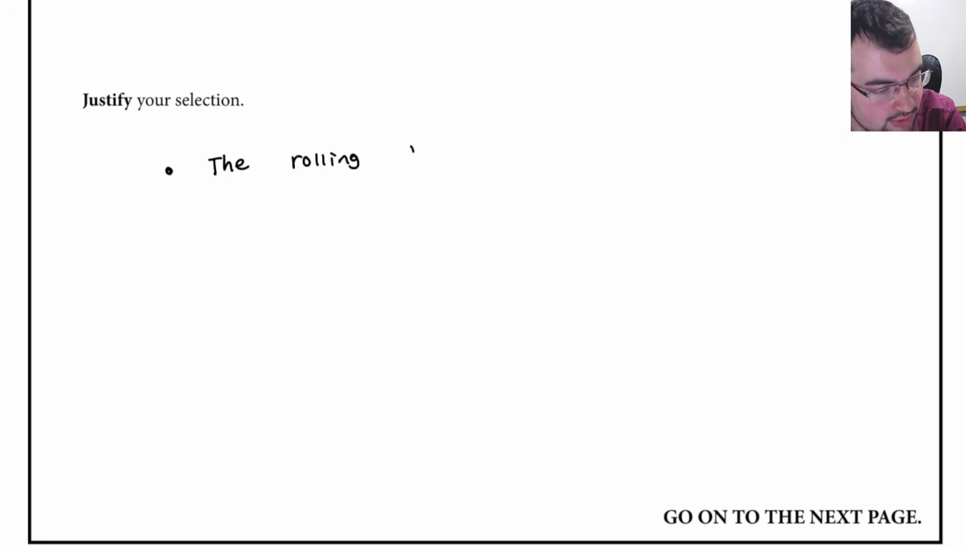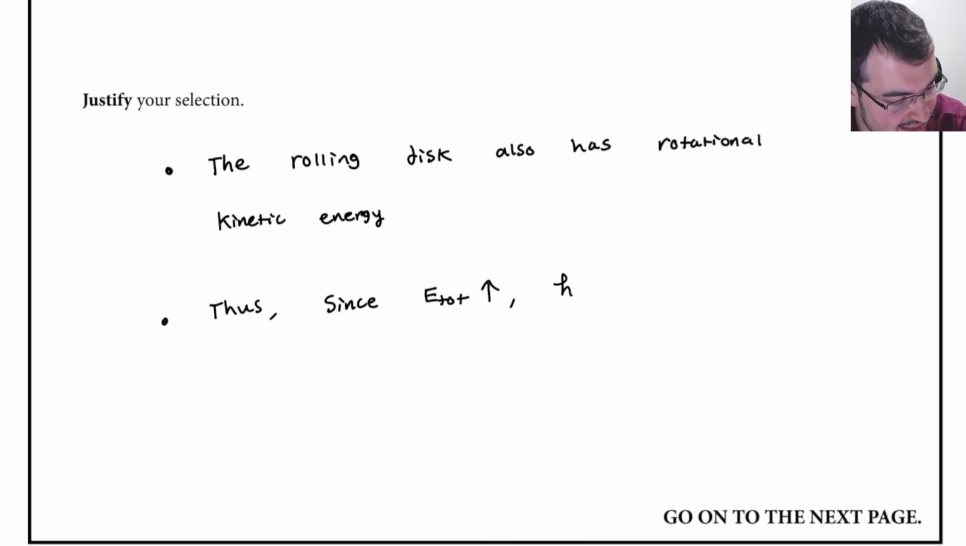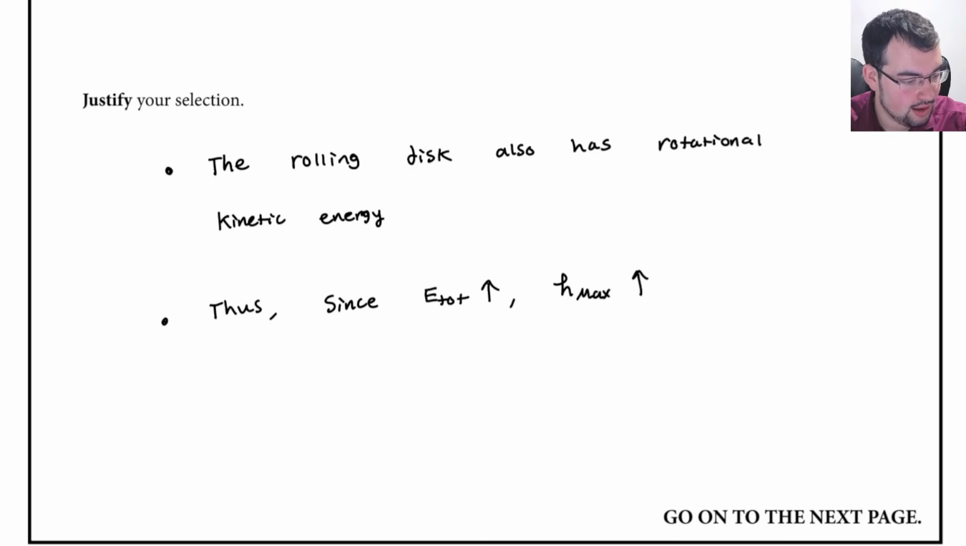My intended solution said the rolling disk also has rotational kinetic energy. Thus, since E total is higher, the maximum height it can reach is also higher. So this was my intended solution. This was what I thought most people would gravitate to, saying it reaches a taller height because you just have more kinetic energy. That is one justification.